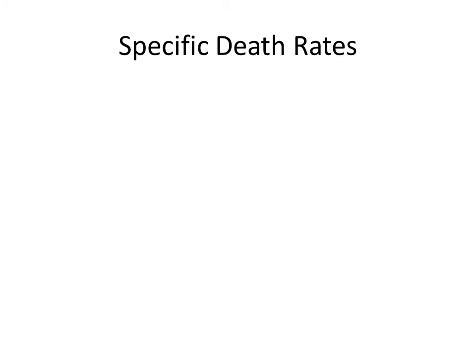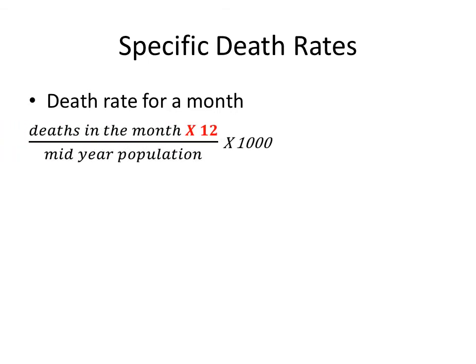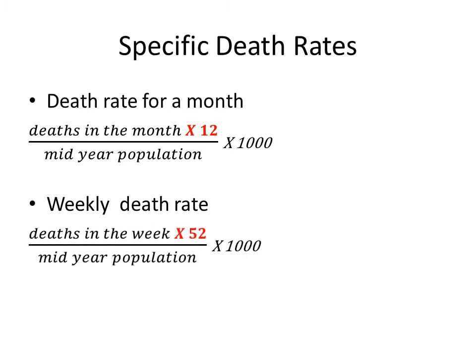Death rate for a month is number of deaths in that month into 12 divided by the mid-year population into 1000. Similarly, weekly death rate would be number of deaths in the week multiplied by 52 divided by mid-year population into 1000.